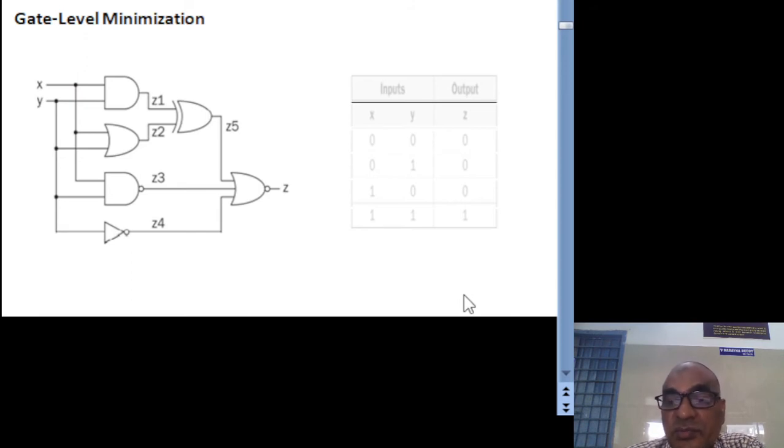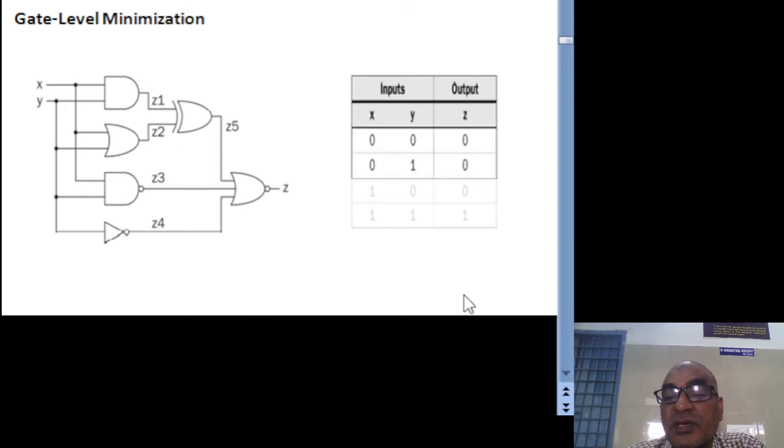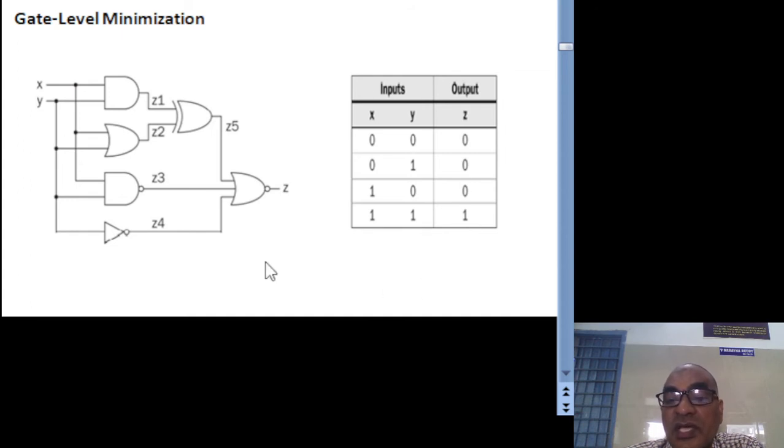Whatever circuit we considered previously, I have taken the same circuit and developed a truth table with reference to this logic diagram. So this is the truth table of this logic diagram. Now, for gate level minimization, if you observe, the original circuit consists of 6 gates, but with the truth table you can understand this.